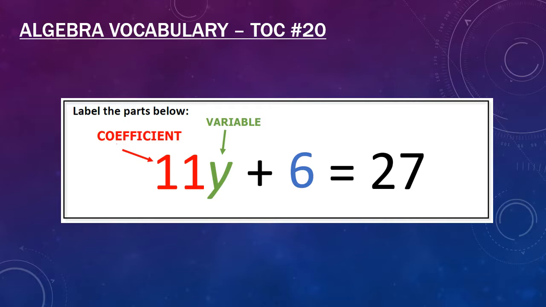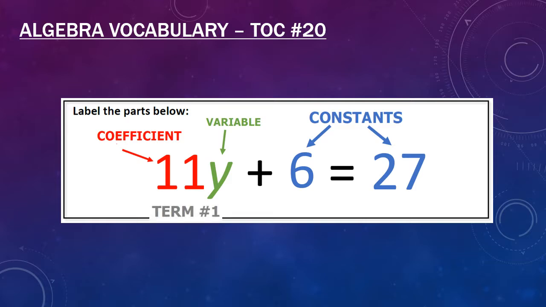The 6 and the 27 are just numbers that are all by themselves, so they are constants that are constantly alone. The plus sign and the equal sign are operators or operation signs. And the last piece that you need to know is how many terms there are. And there are, term 1 is the coefficient with the variable, the constant 6, and the constant 27. Those make up 3 separate terms. So pause the video if you need to write these down and make sure you have them in your notes.